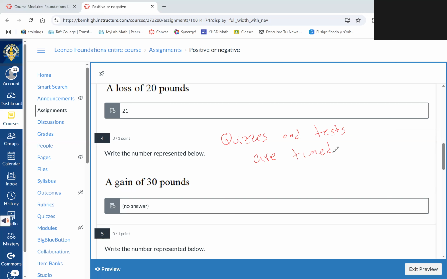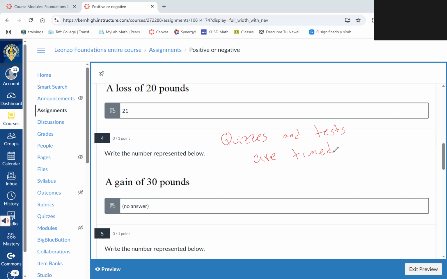Once you run out of time, whatever you have done is what is going to be submitted. Quizzes and tests can only be taken once, so make sure you're ready for those. Again, homework is not timed, and you can do it as many times as you want. Quizzes and tests are timed.